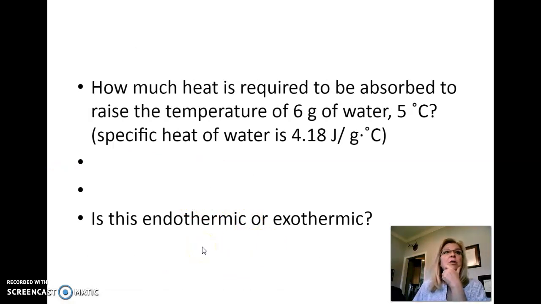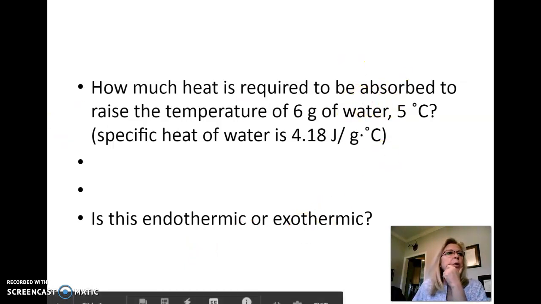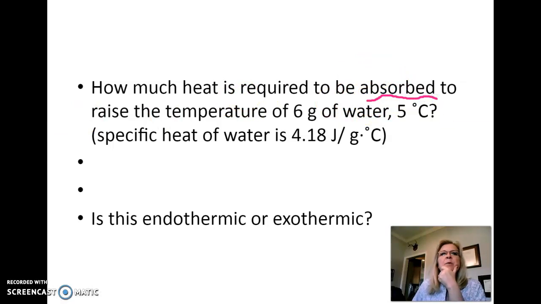How much heat is required to be absorbed? Key word here. Look at that key word. Heat is going to have to be absorbed. You can already make a determination that if heat is going to be absorbed, then this is going to have to come out to endothermic. That means your Q is going to have to be a positive number. So let's take a look at this.